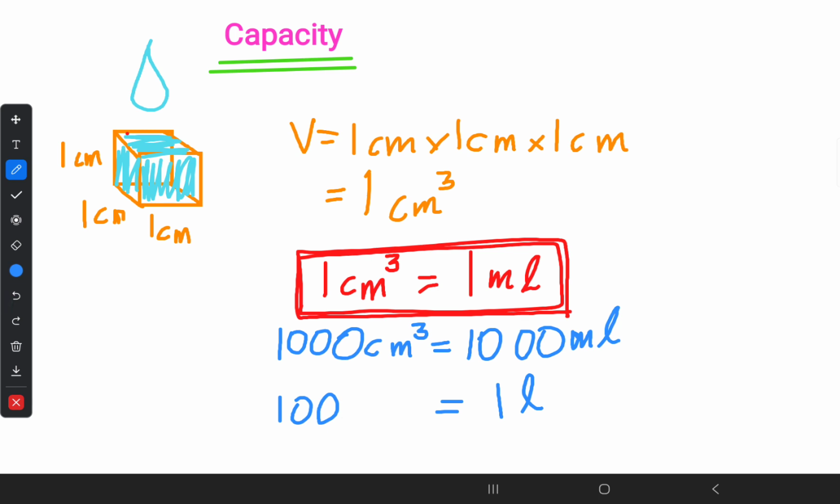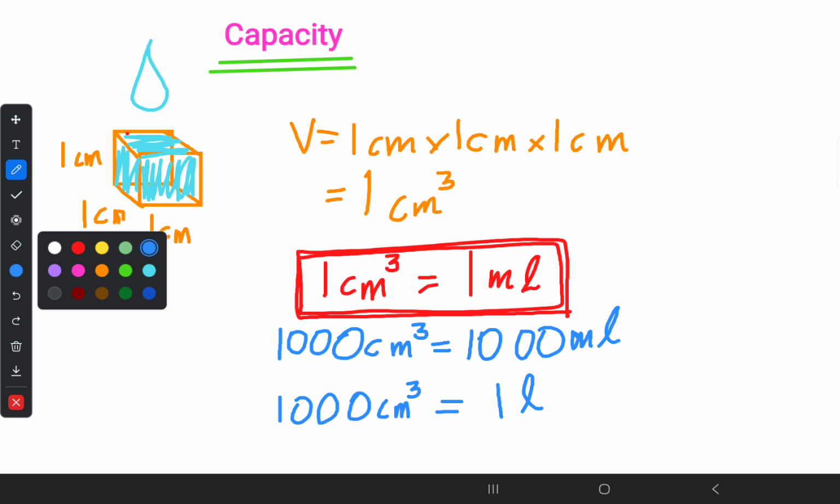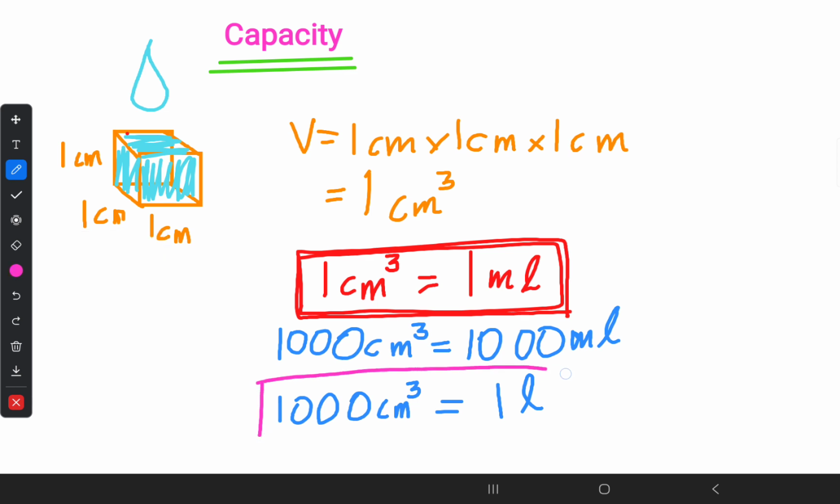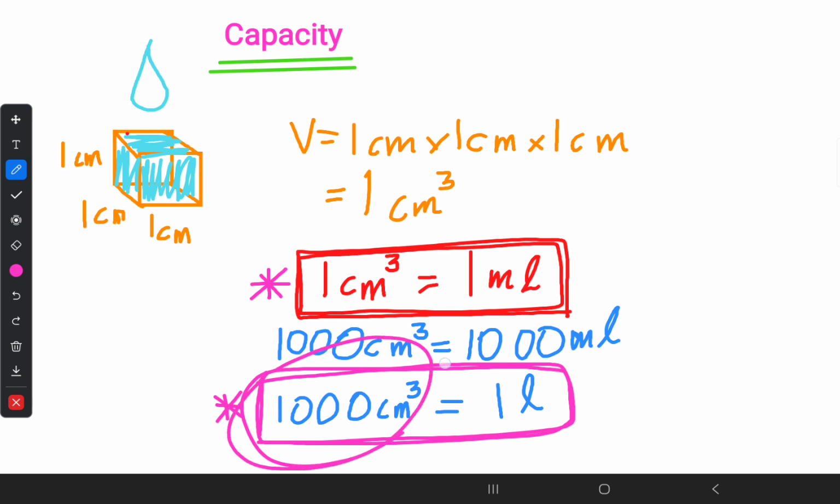1 liter should equal 1000 cubic centimeters. What we did was just multiply these measurements. 1 cubic centimeter equals 1 milliliter. Likewise, 10 cubic centimeters equals 10 milliliters, and 1000 cubic centimeters equals 1000 milliliters. We know one more relationship: 1000 milliliters equals 1 liter. So 1 liter we can denote as 1000 cubic centimeters. So with relation to volume, we can incorporate its corresponding liquid measurement, which is the liter.